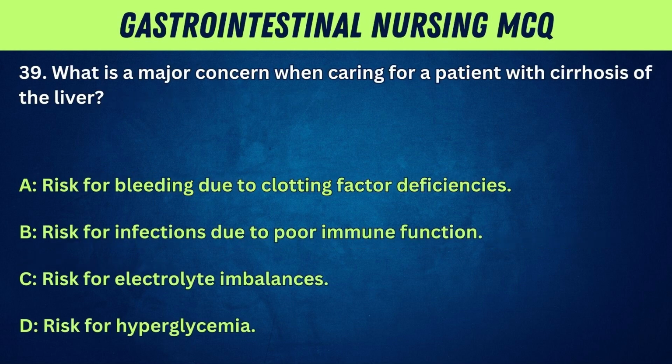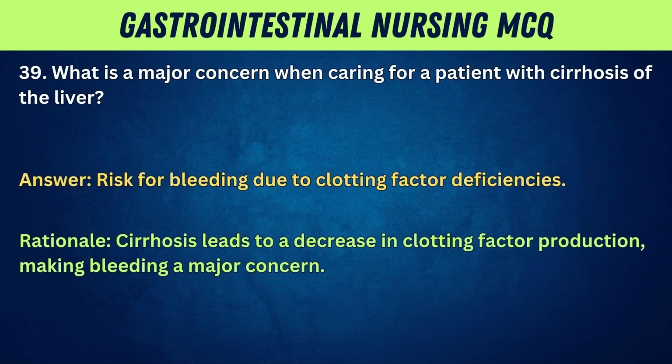39. What is a major concern when caring for a patient with cirrhosis of the liver? A. Risk for bleeding due to clotting factor deficiencies. B. Risk for infections due to poor immune function. C. Risk for electrolyte imbalances. D. Risk for hyperglycemia. Answer: risk for bleeding due to clotting factor deficiencies.